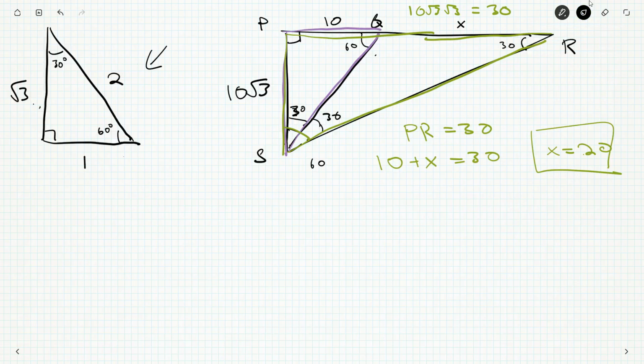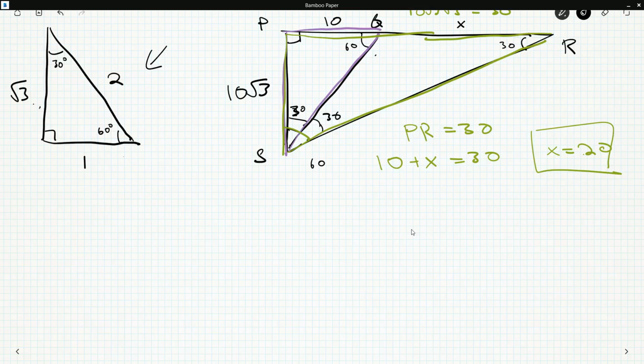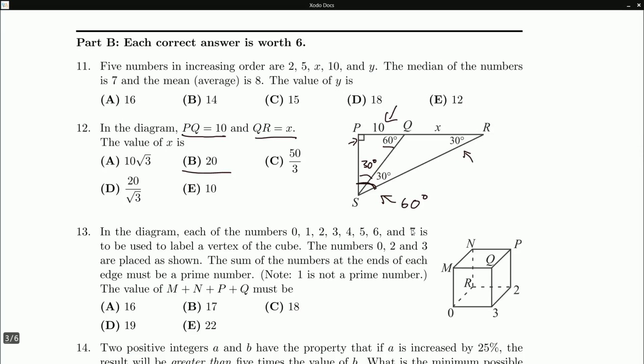I know this video's taken a little long, and usually questions 11, 12, 13 are all done a little faster on the Fermat paper. But we stopped and said, do you know this triangle? If you don't, try the question this way. But let's get back to it. There it is, 20, so that's B. And there we go, we finished off question number 12.